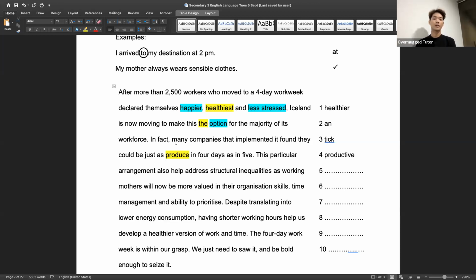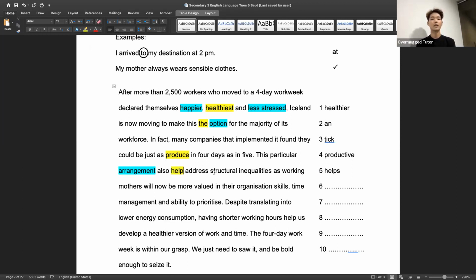This particular arrangement also help address. So this is a subject-verb agreement. The error should be helps. Because the subject is arrangement. And arrangement is singular. So therefore, this should be helps.